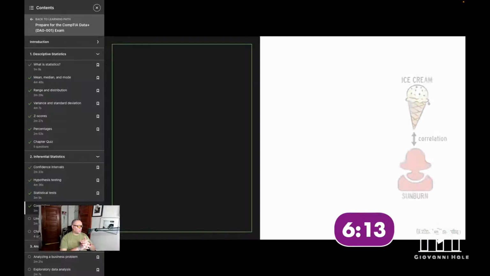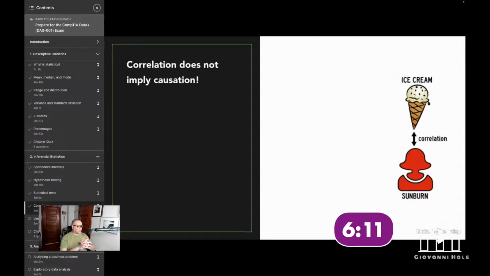One last note that's really important for you to understand: correlation does not imply causation. Just because two variables are correlated with each other, that doesn't mean that one variable is causing the change in the other. Now, the classic example of this is a dataset about sunburns and ice cream consumption.